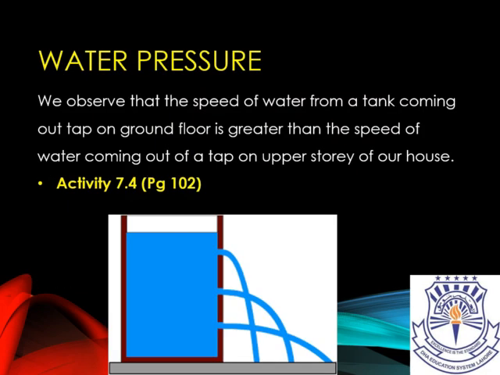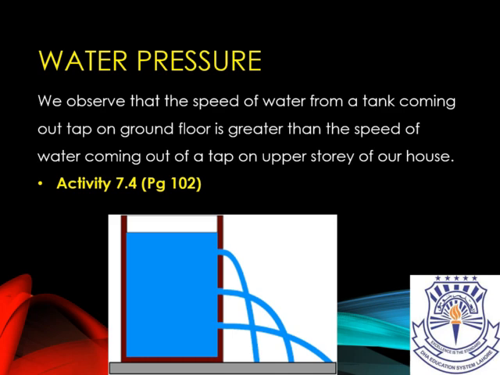Let's move on to water pressure. We observe that the speed of the water coming out of a tank tap on the ground floor is greater than the speed of water coming out on the upper story. It means that if we have a 4-story building, the speed of the water on the ground floor is greater compared to the speed on the first floor, second floor, third floor. It means there is some reasoning, there is some science.